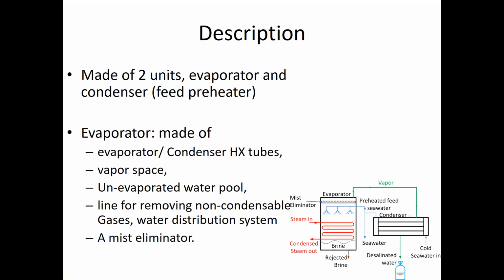So it is made up of two units, an evaporator and a condenser. The evaporator basically has some tubes, as you can see here, these red tubes. It's given in red because I just want to indicate that this is the source of heat, and these tubes have steam passing in. Sometimes this set of tubes is called a tube bundle.